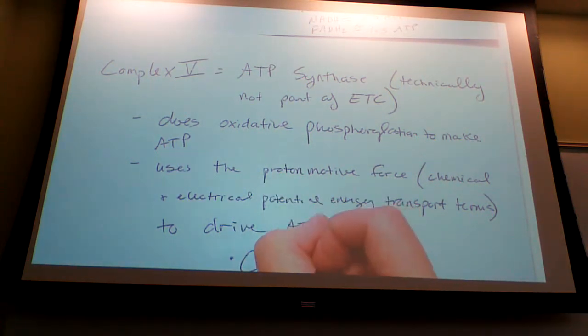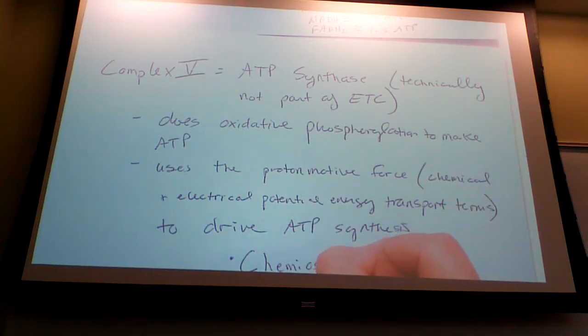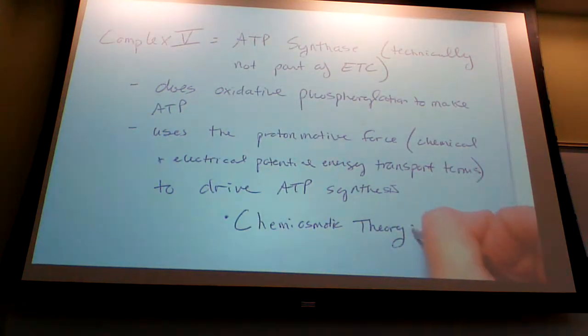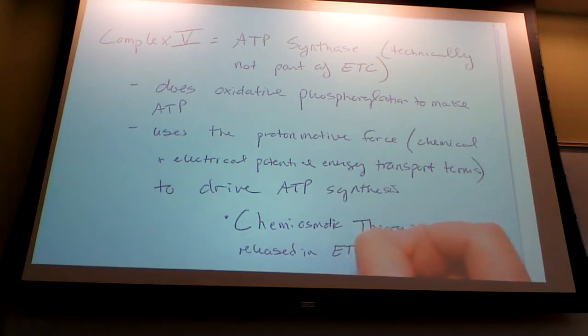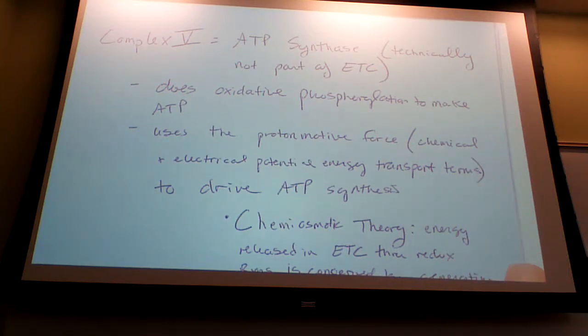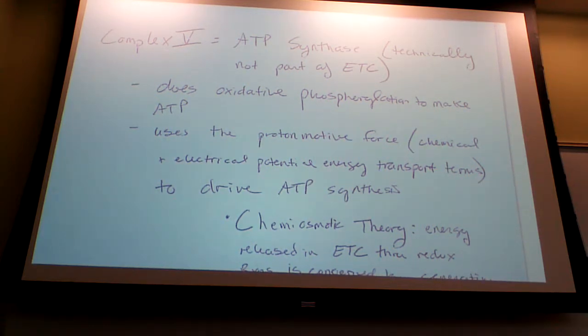This model that we're going to go through is called hemiosmotic theory. And that basically describes that the energy released in the electron transport chain through my redox reactions is conserved by generating a proton gradient, which is then coupled to ATP synthesis via diffusion of that gradient.